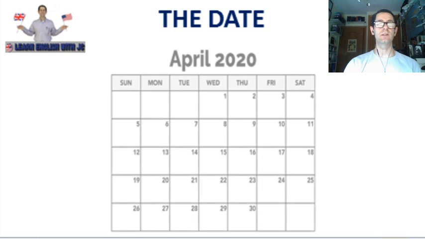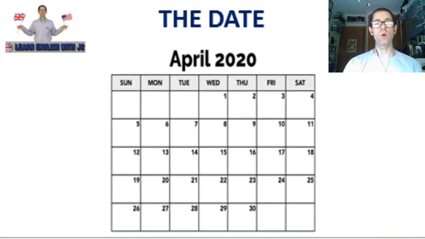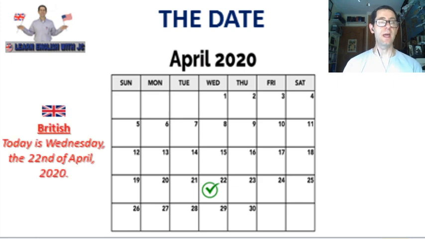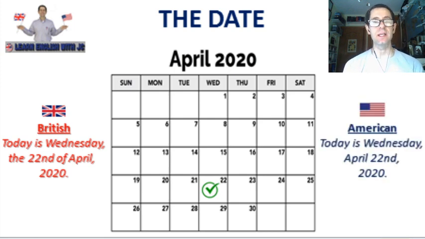So let's take a look at the date as usual. We have the date, April 2020, and the 22nd. Time flies by fast. So we have the British: Today is Wednesday, the 22nd of April 2020. Whereas Americans say: Today is Wednesday, April 22nd, 2020. Wednesday already. Like I said, time flies by.